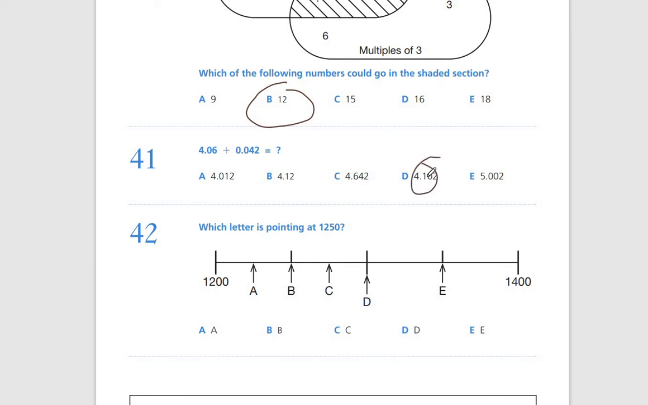I don't know. Let's look it up. The answer is D.